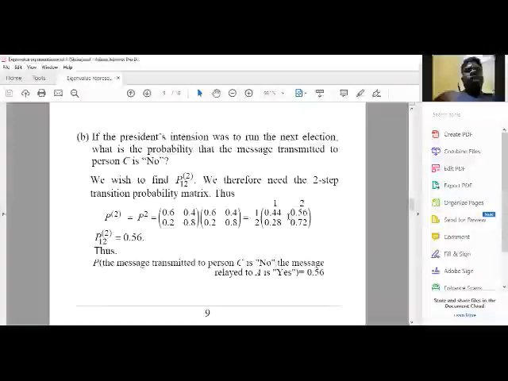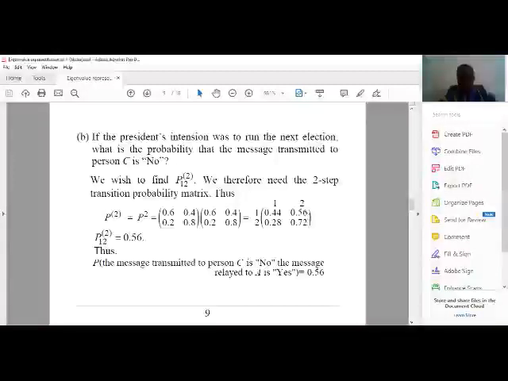Okay, so this is for the third person specifically. This matrix is for the third person. So this is a probability distribution for the third person. That's the B. So this is a probability distribution for the first person. This is what the president told him. These are the probabilities. So by the time he gets to the third person, the transition probability will change. So that's why we find the second step transition probability matrix.